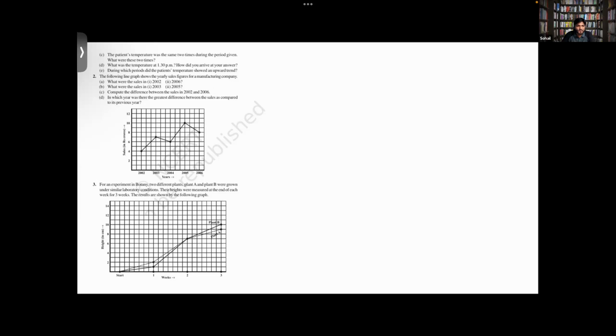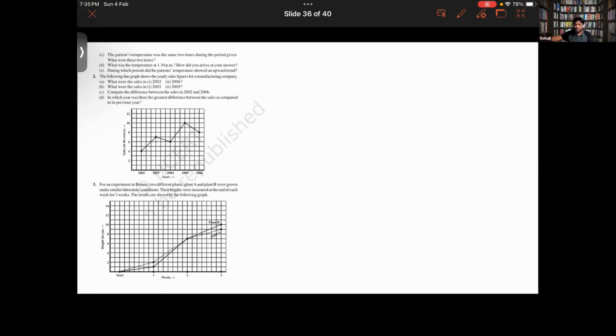Compute the difference between the sales in 2002 and 2006. So you will need to find the difference in sales. In 2006, 8 crores of sales happened, and in 2002, 4. So 8 minus 4, that is 4 crore difference here, right? Yes, sir.